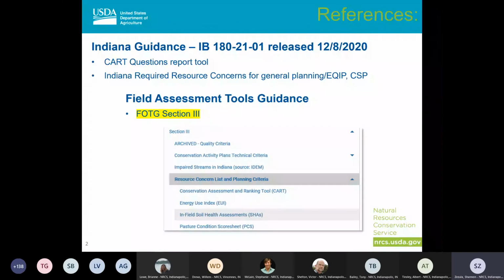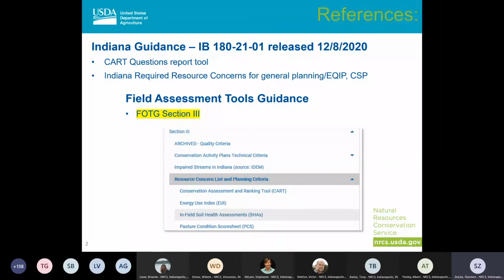All right. First of all, I probably should have covered this at the beginning of today, but we did release this information that we've been referencing in Indiana Bulletin 21-01 on December 8th. In that guidance, we issued the CART questions report tool, that spreadsheet that I keep talking about, as well as 2 tables for the required resource concerns, one for general planning/EQIP and one for CSP. Hoping those resources will be a little more efficient for you than they were last year. Last year, they were kind of convoluted. This year, we tried to separate them out and send them all at the same time.